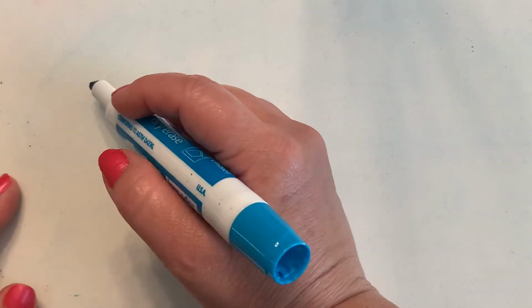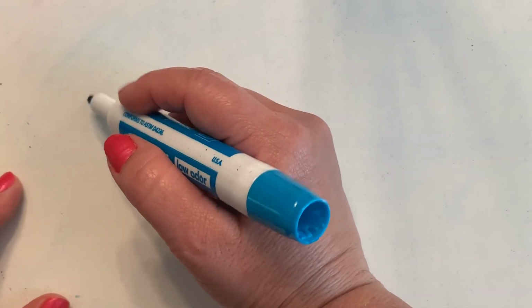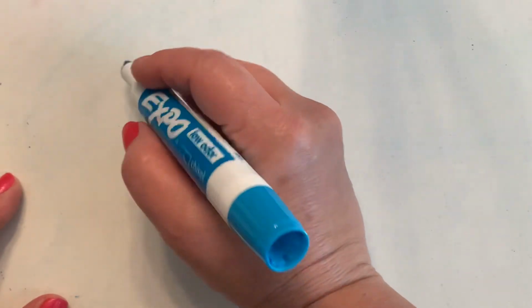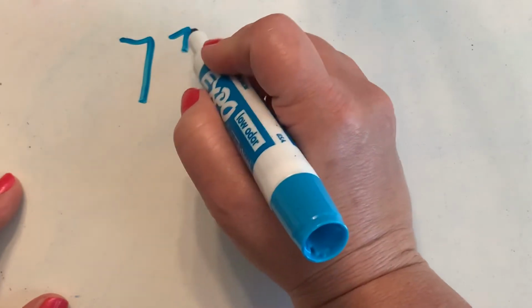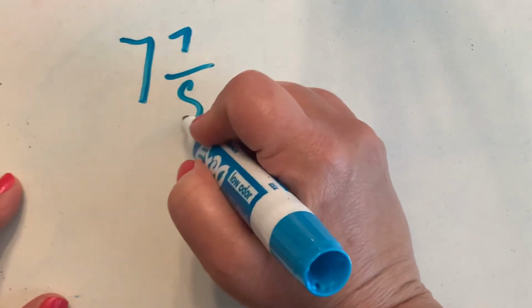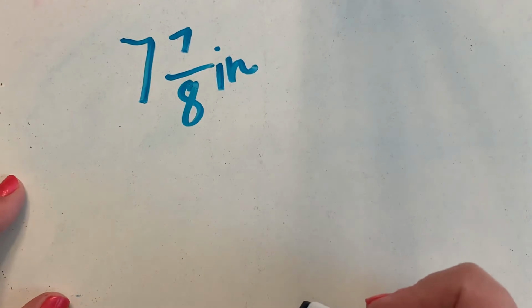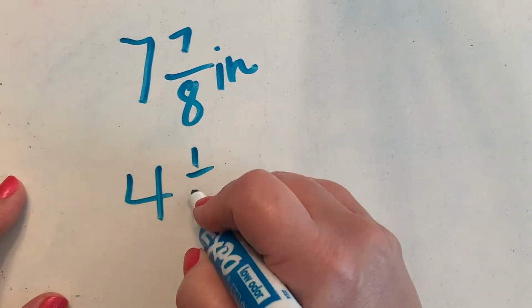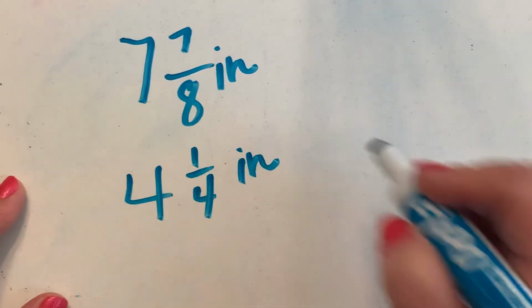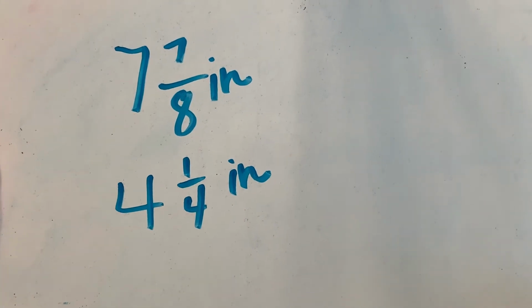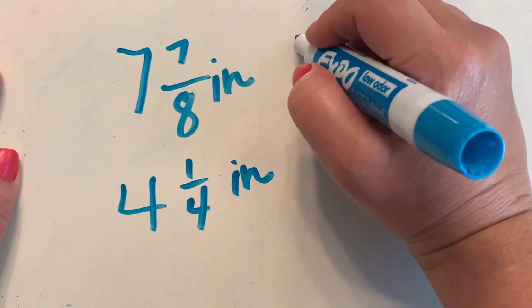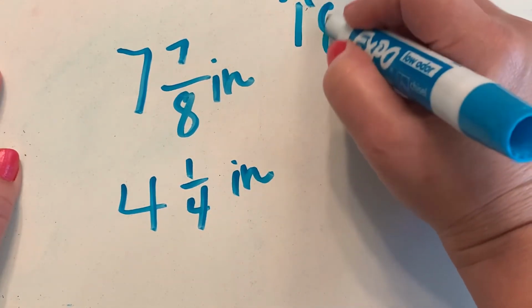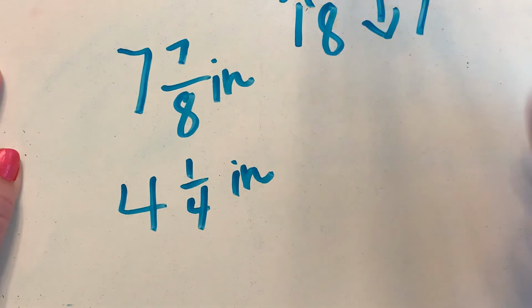Look at example 6. We're going to estimate the perimeter of this rectangle. So what they want us to do is estimate. So what do we do when we estimate? What do you do when you hear estimate? Yep, we round. So we've got 7 7/8 inches, and we've got 4 1/4 inches. All right, so they're wanting you to tell them, are you going to round this number up to 8 or down to 7?